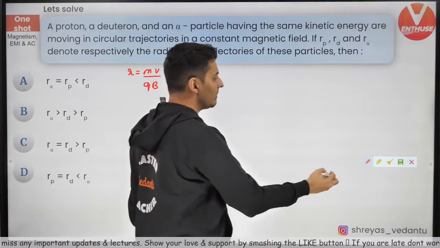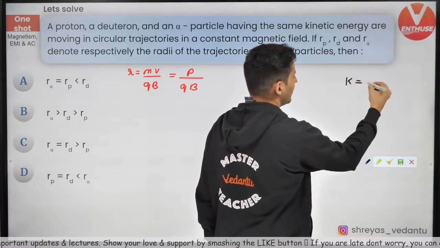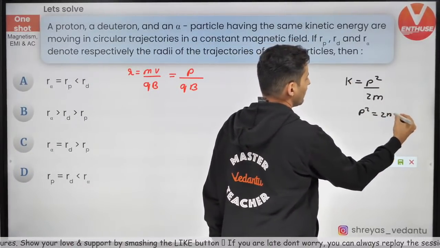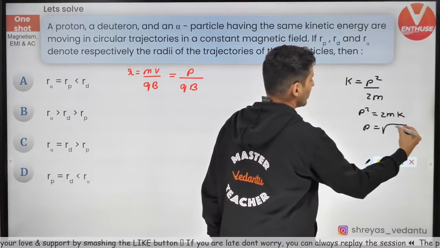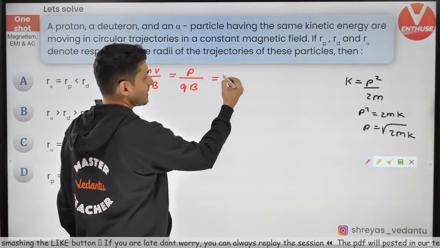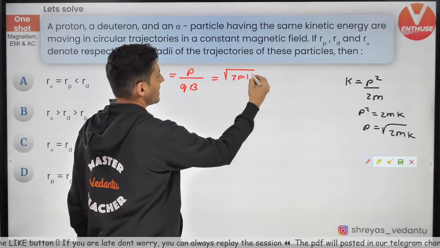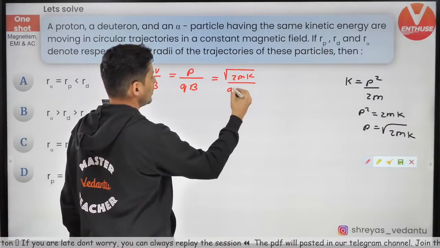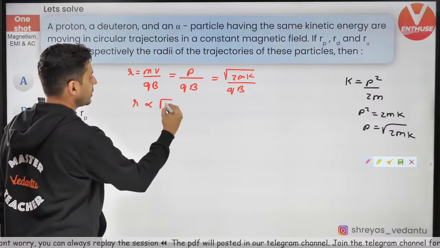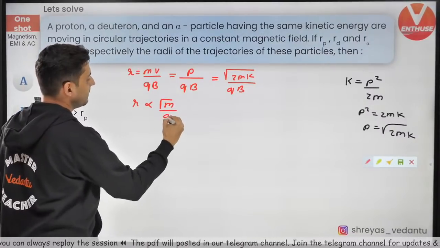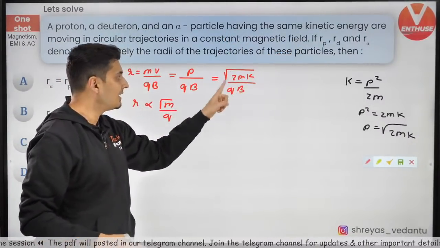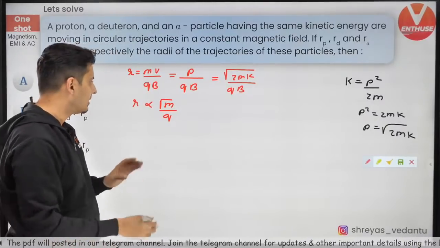And how is momentum related to kinetic energy? Kinetic energy is P square by 2m. So P square is 2mK. So P is root of 2mK. Use that. So you will get this as root of 2mK by QB. Basically, radius is proportional to root of mass divided by the charge. If kinetic energy is same, field is same, 2 is a constant.